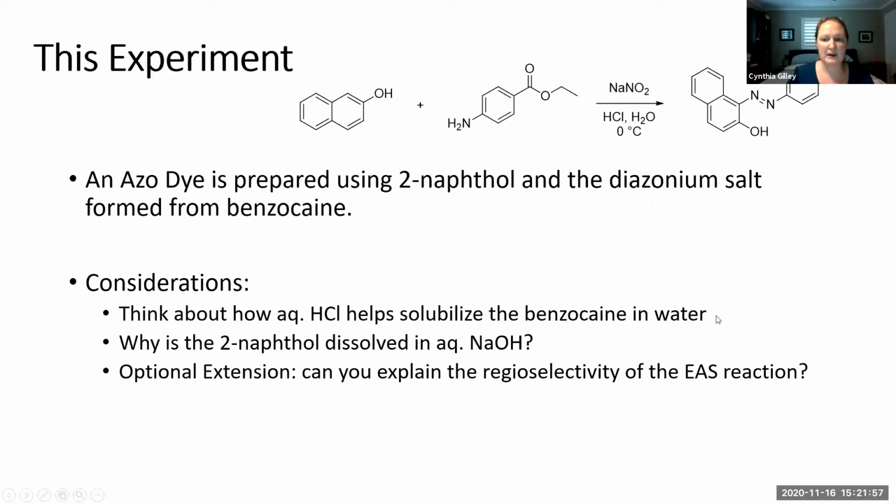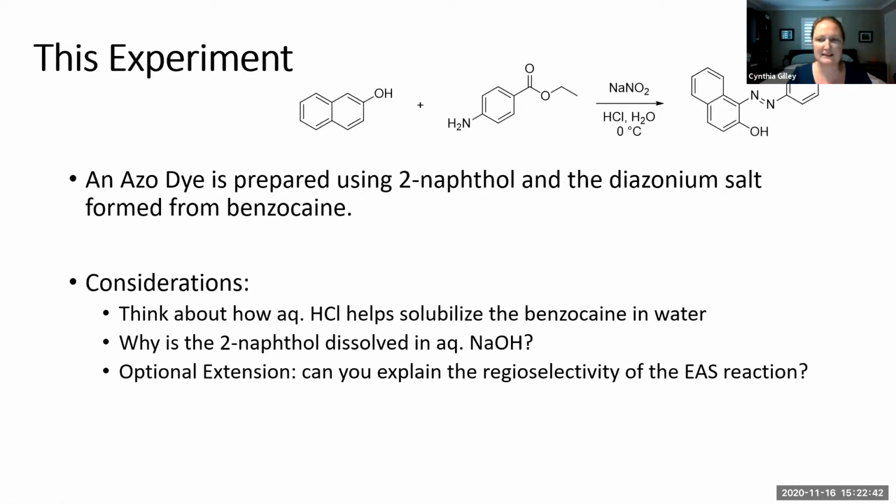Some things I want you thinking about as you're watching the video, and it also asks you these questions that you can answer in the activity, are to think about why or how the aqueous acid will help solubilize the benzocaine in water. You want to think about the functional groups here. Which of these functional groups makes it so that if we mix this with acid, it will become soluble in water. And then notice in the video, they're going to be dissolving 2-naphthol in water using aqueous sodium hydroxide. So ask yourself, why is the base necessary to dissolve 2-naphthol in water?